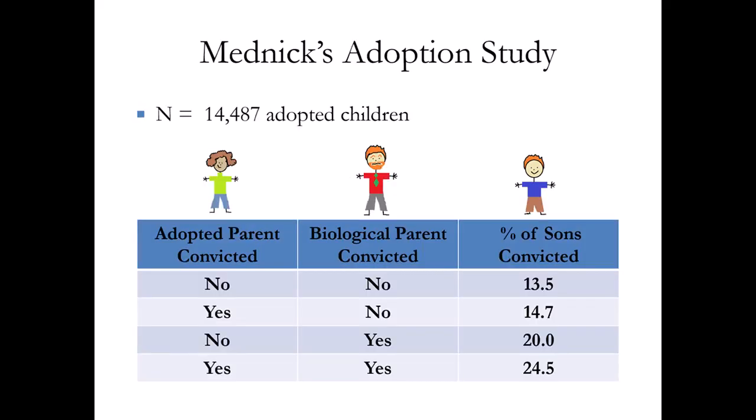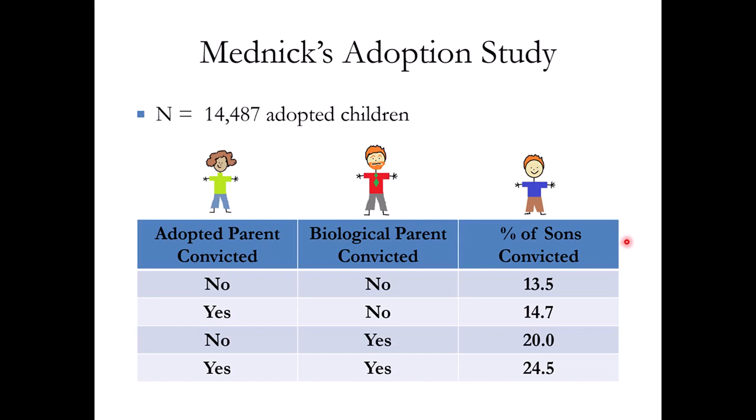One thing that I wanted to make sure that I touched on was Mednick's adoption study. And so he looked at 14,000 adopted children, and he compared essentially what I was just talking about: an adopted parent that was convicted of a crime, a biological parent that was convicted, and yes or no's for all of them, and the percent of the sons who would later on become convicted of crimes.